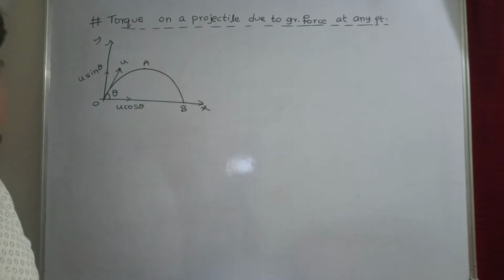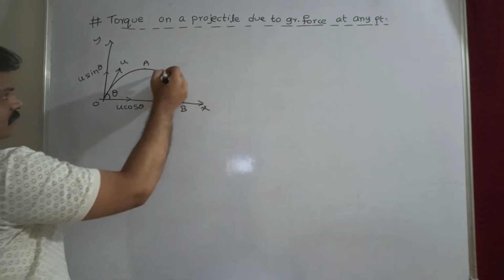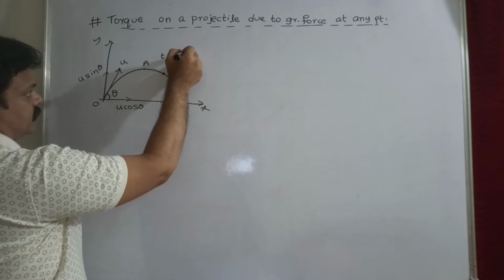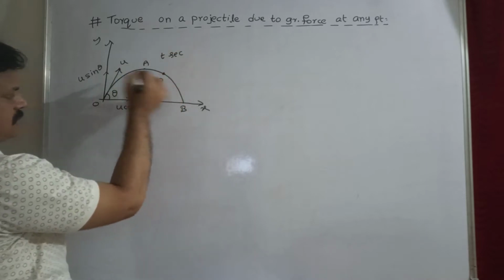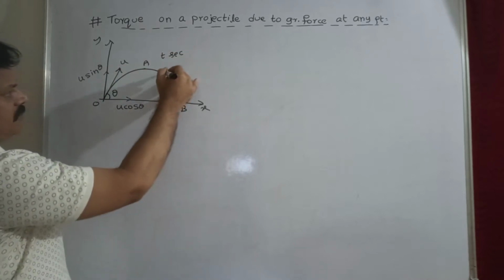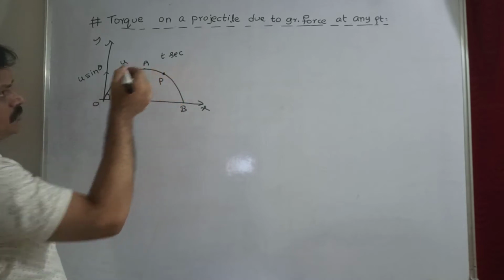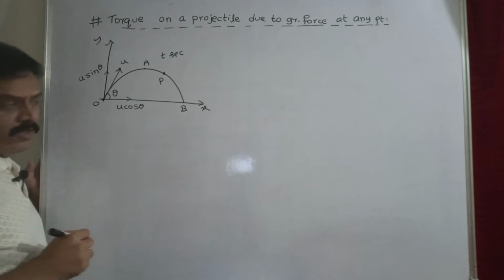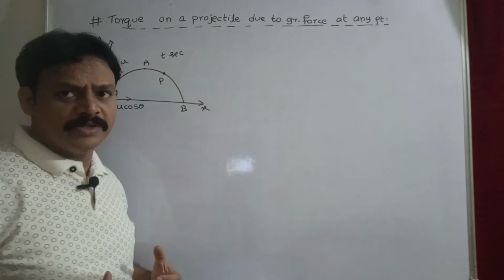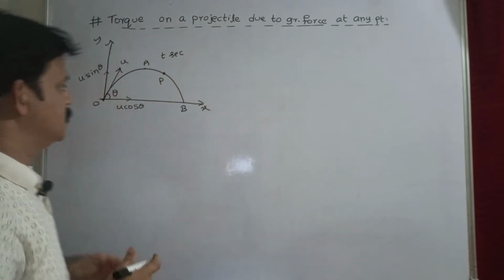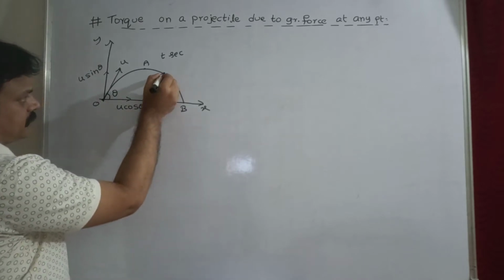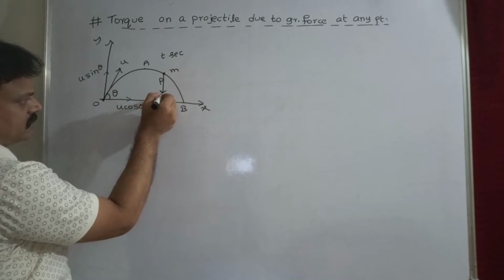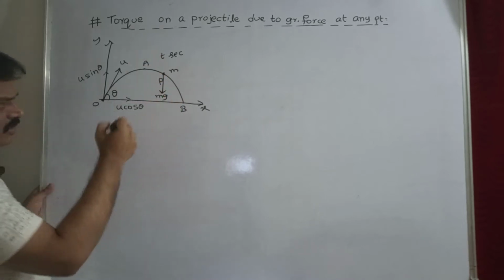Okay, so I want to find, after time interval of t seconds from projection, let the projectile reach a point P. I want to find torque at this point due to gravitational force about origin, that means about point of projection. So we know the expression of torque, tau bar is equal to r bar cross f bar. So what is f bar here? Since the particle mass, let us consider its mass is m, I can write mg is the gravitational force that acts vertically downwards on the particle.